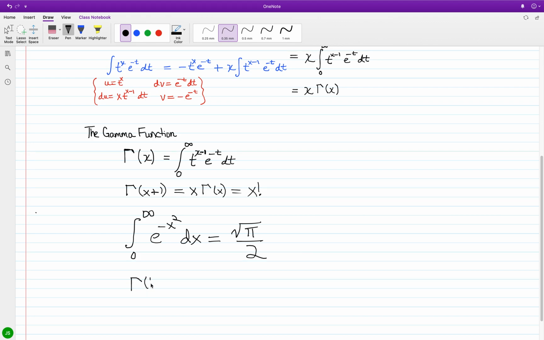So if I look at gamma of 1/2, now with the translation here, okay, so for the gamma of 1/2, if I let x be equal to 1/2, I'm looking at going from 0 to infinity, and I have t to the 1/2 minus 1, so this will be t to the negative 1/2 times e to the negative t dt.